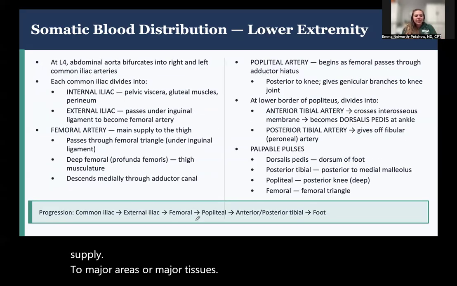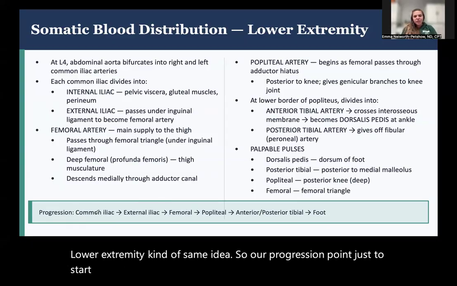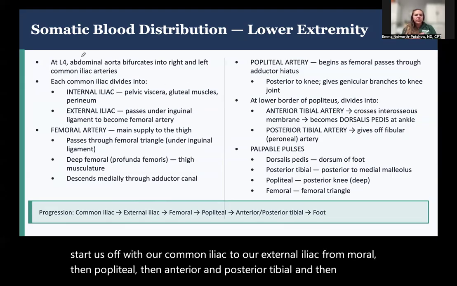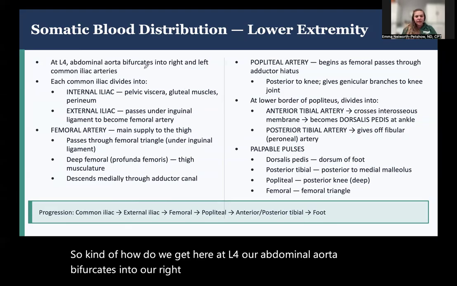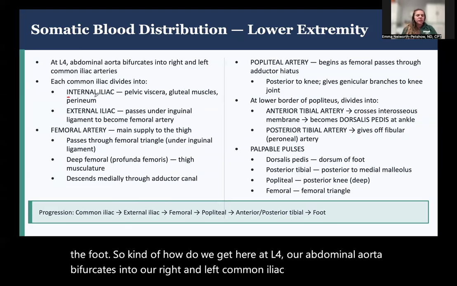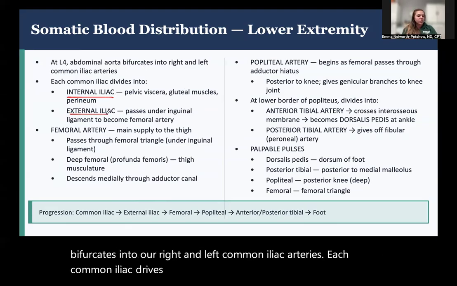Lower extremity, kind of the same idea. So our progression, just to start us off: we have our common iliac to our external iliac, femoral, then popliteal, then anterior and posterior tibial, and then the foot. So how do we get here? At L4, our abdominal aorta bifurcates into our right and left common iliac arteries. Each common iliac divides into an internal and external iliac.